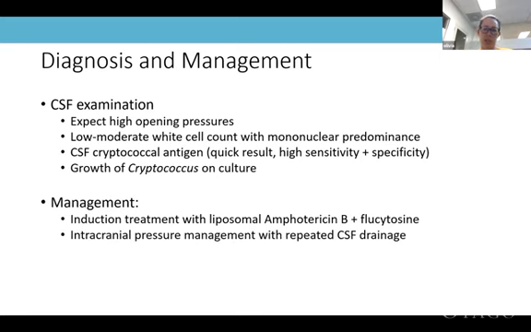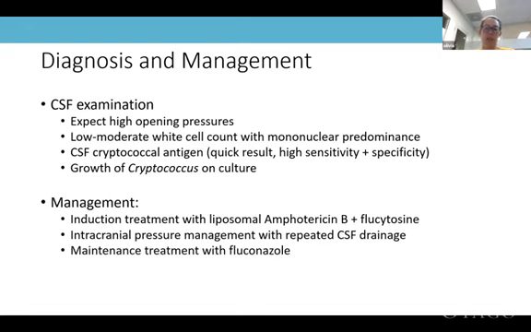The key part of their management is really to manage their intracranial pressure. And so what they often need is repeated CSF drainage. Some people need daily CSF drainage. You basically put in your LP, you measure your opening pressure with a manometer, and you just take off as much CSF as you need to halve their opening pressure. That can seem like a ridiculous amount of CSF that you're taking off, but that is what they need.